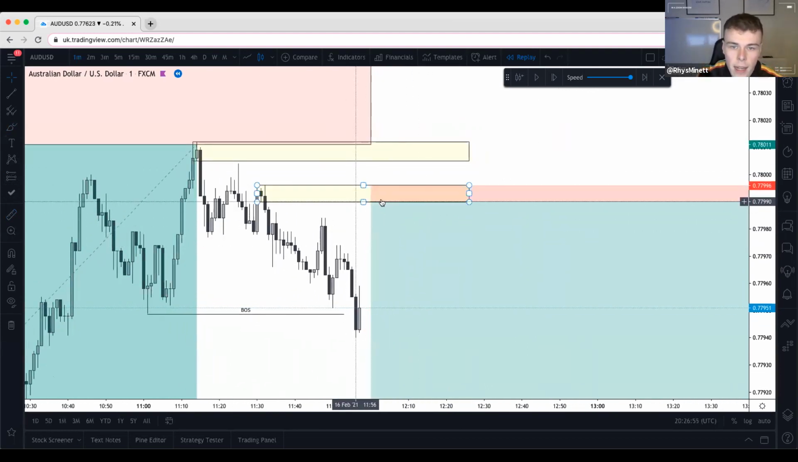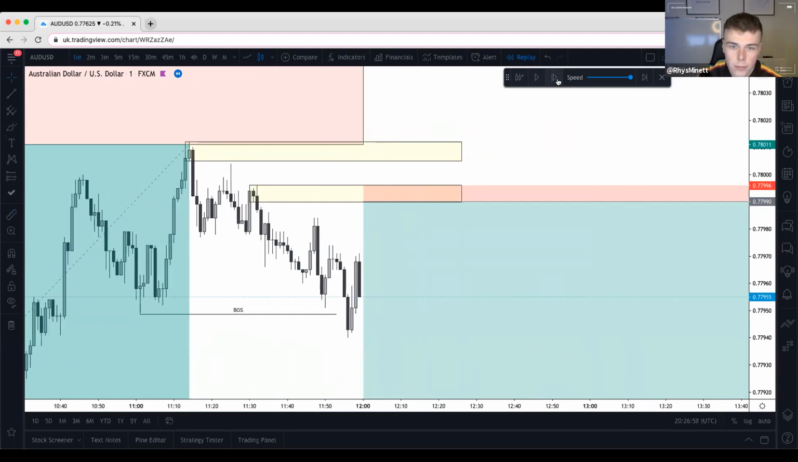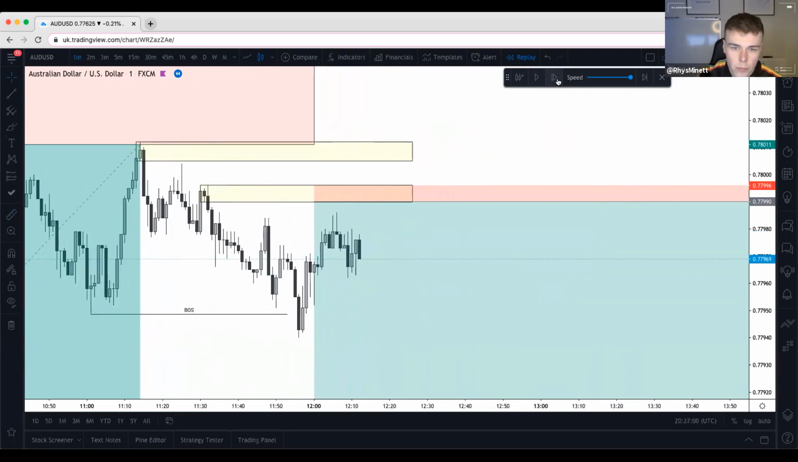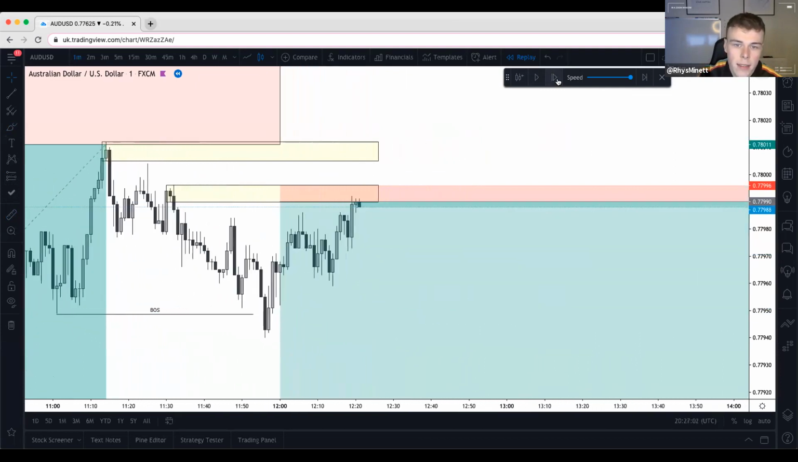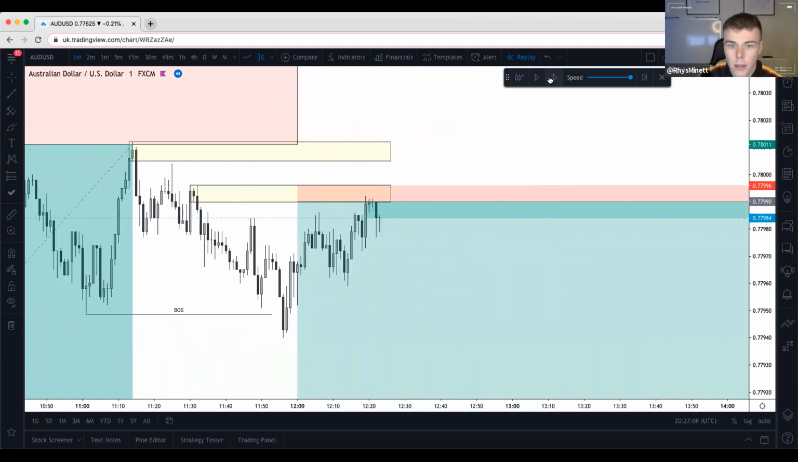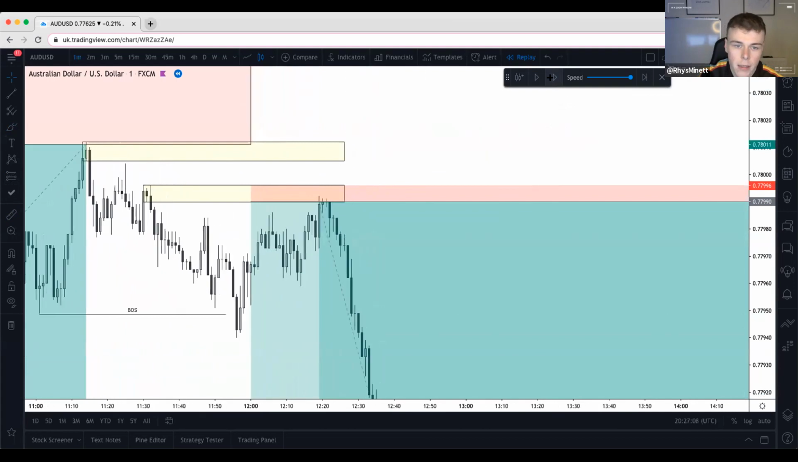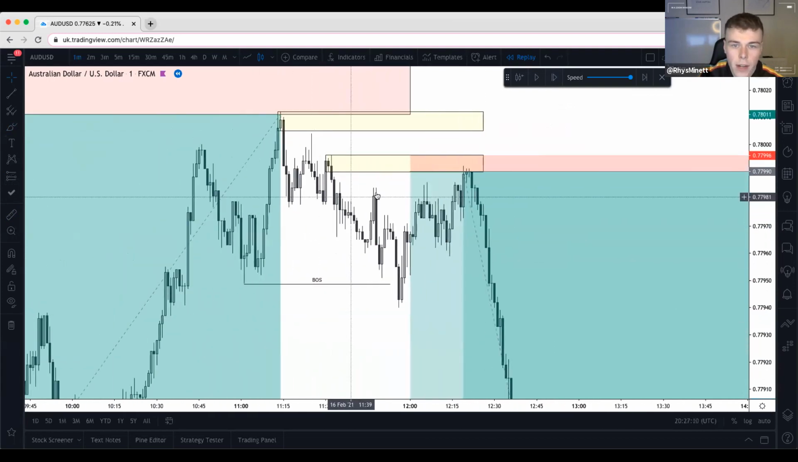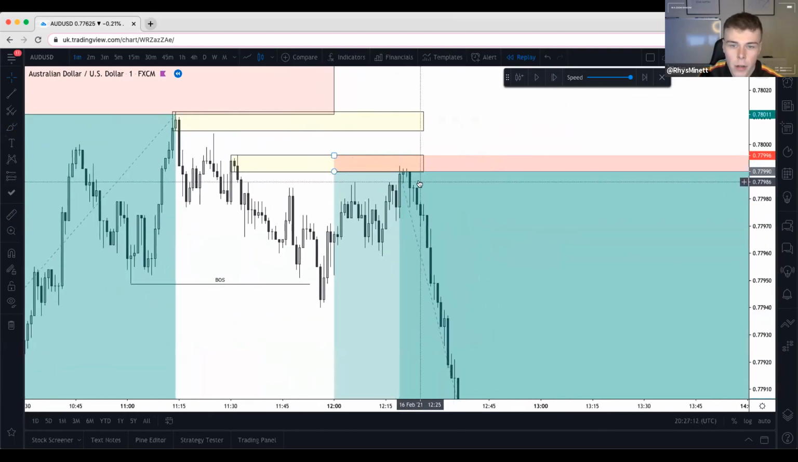So we could have set a sell limit right here. Price hasn't come into it yet. Price has come into it. It's activated our sell limit. Melted. Very, very clean. See what time that played out? That played out around 12 o'clock, 12 midday.